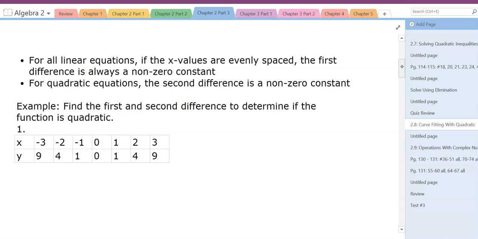For quadratic equations, the second difference is a non-zero constant. So we're actually going to be looking at two sets of differences here for the quadratic. Now, difference means subtraction. So we're going to be subtracting numbers in our table.